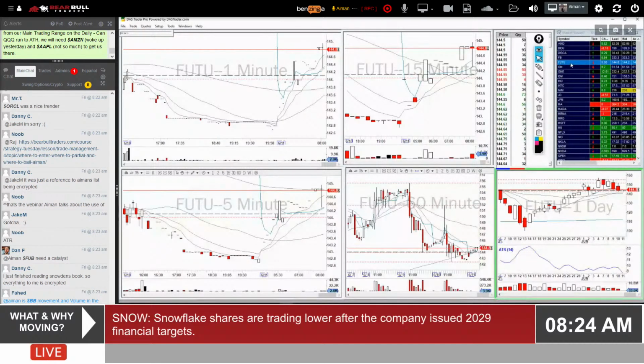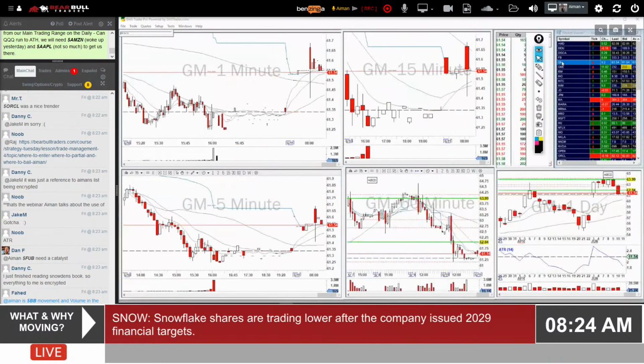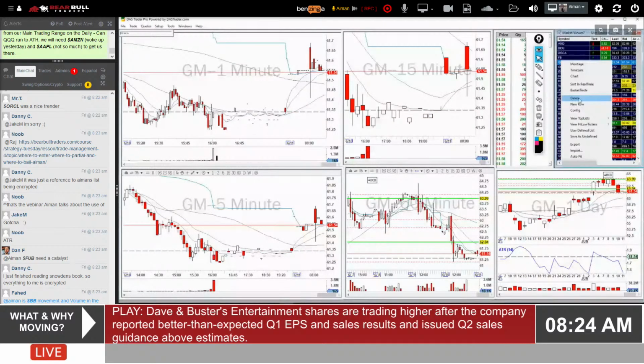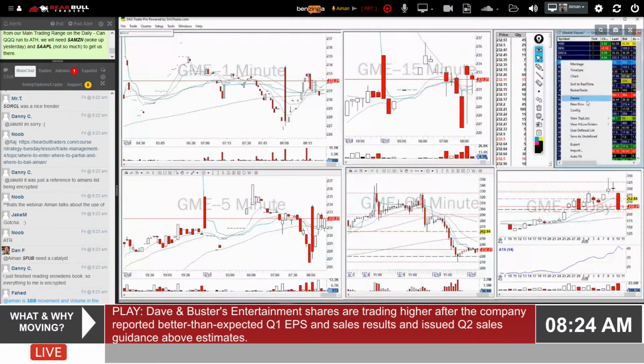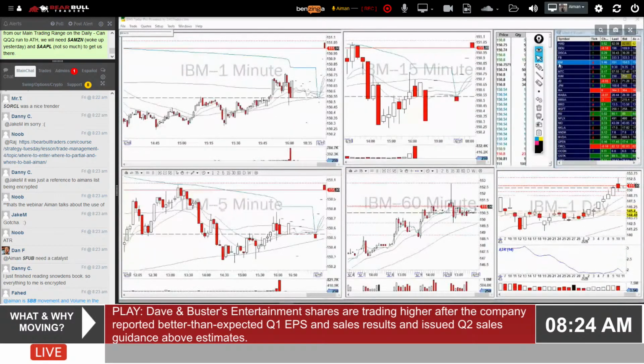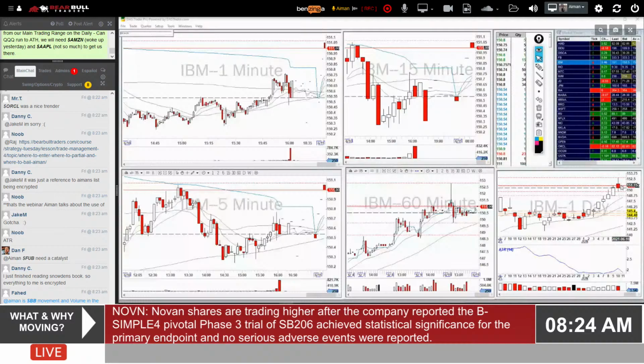So this thing is the same around here. Same in GM. GME is the same thing. IBM, look at IBM. Again, this thing around here would be a little bit difficult.